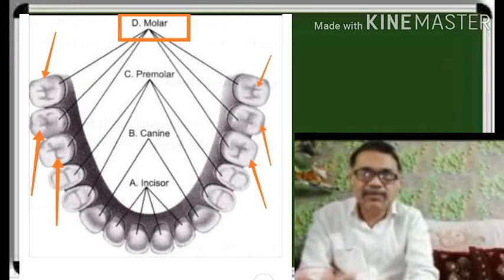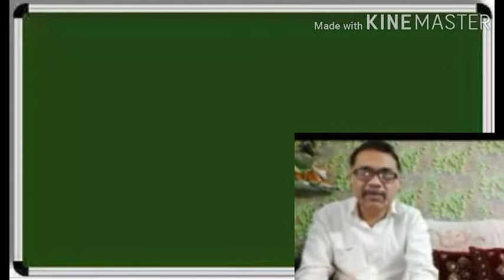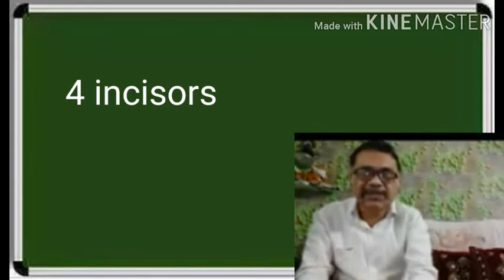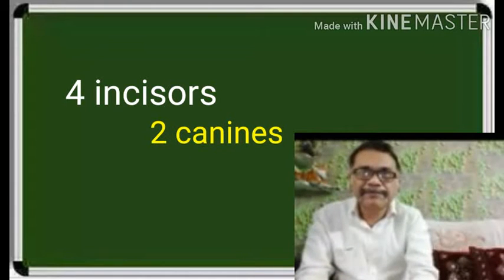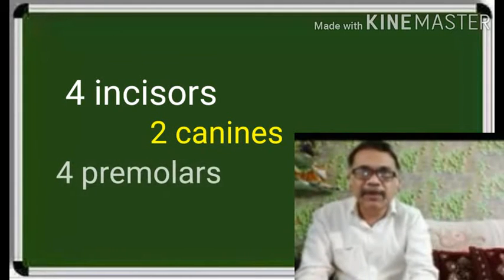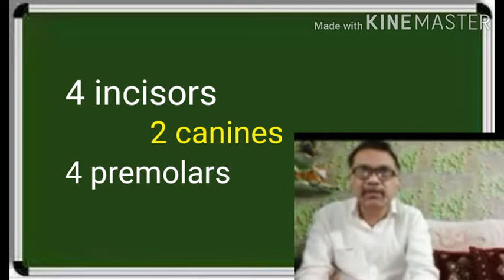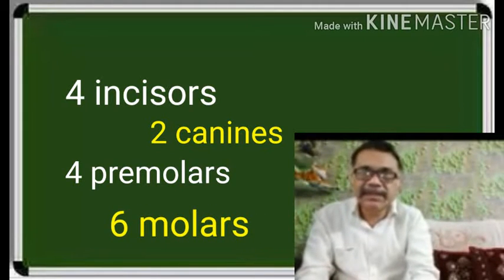So what is the total number? 16. Out of 16, 4 incisors, 2 canines, 4 premolars and 6 molars. This is the arrangement of teeth in a jaw of a human being.